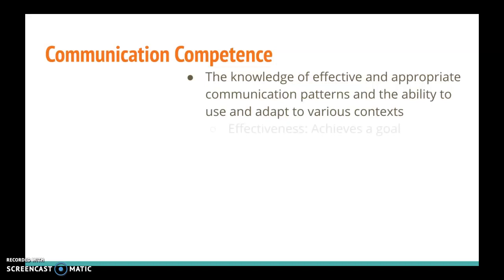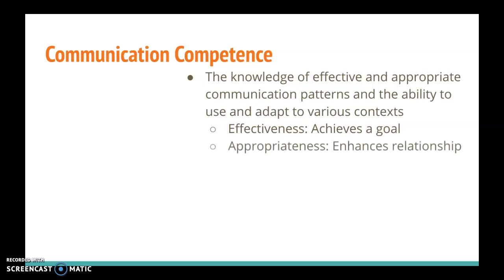In order for communication to be effective, it has to help us to achieve a goal. It has to help us be able to do something. But in order for communication to be appropriate, it has to help us to enhance a relationship. And so in order for communication to be competent, it has to be both effective and appropriate. It has to help us both achieve a goal and enhance the relationship in which the communication is taking place.